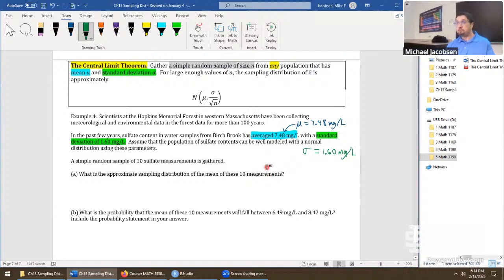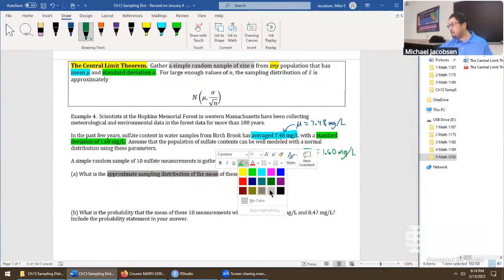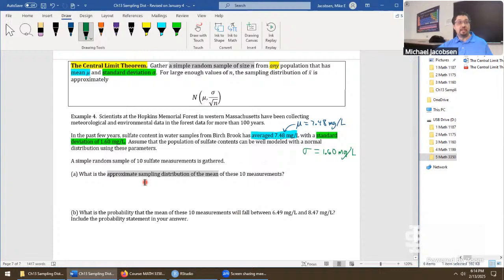Well, the first question is always the most confusing with these kinds of problems. In chapter 11, the confusing question was, what is the probability distribution of some variable? And this one is asking for the approximate sampling distribution of the mean. Because it said sampling distribution, that's a giveaway that we're talking about the central limit theorem, because the central limit theorem provides the sampling distribution of X bar. So when you see this, think central limit theorem.